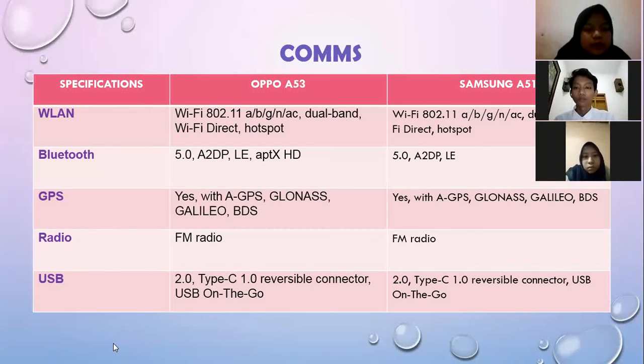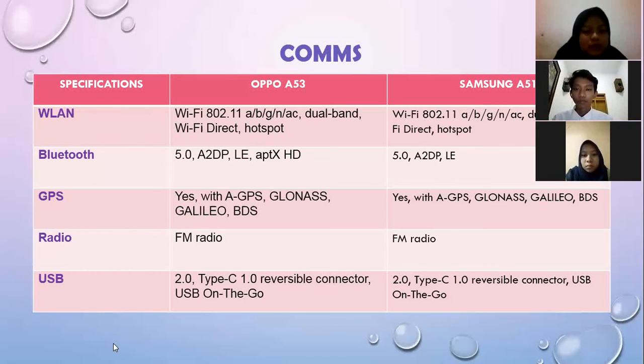Then for Bluetooth, Oppo uses 5.0 A2DP LE aptX HD, and Samsung uses 5.0 A2DP LE. Next, for GPS, Oppo has GPS GLONASS Galileo BDS, and Samsung has GPS GLONASS Galileo BDS. For radio, Oppo uses FM radio, Samsung uses FM radio as well.